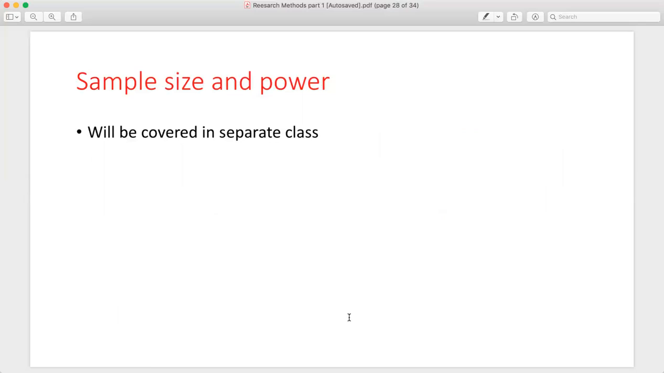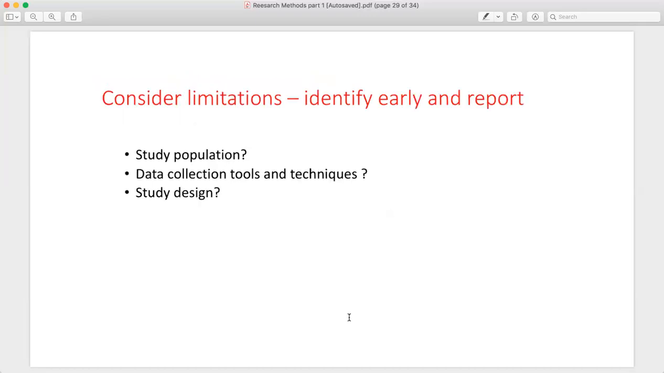Sample size and power calculation will be covered in a separate single class. So I'm not covering this here.